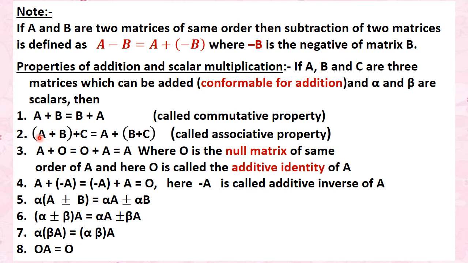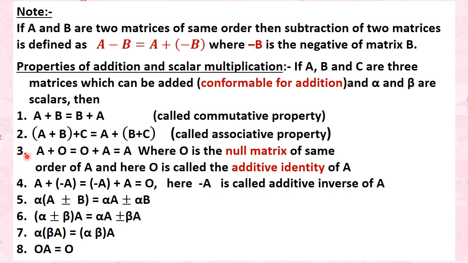Next, (A plus B) plus C is equal to A plus (B plus C). That means A and B are added first, then C is added, or first B and C are added, then A is added to this. Both resulting matrices are equal. This property is called the associative property. These properties we have already learned with numbers like integers, natural numbers, etc.